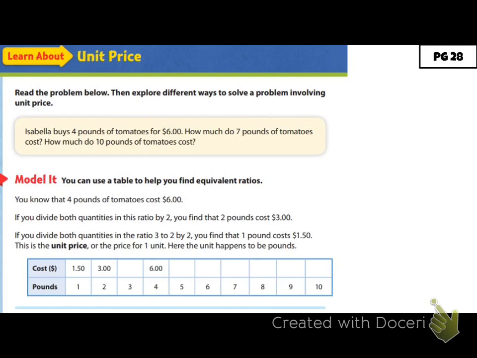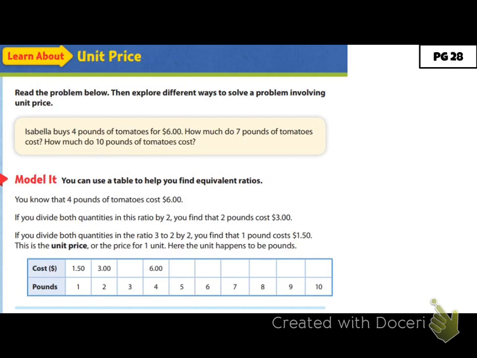So, for our first modelet, it says that you can use a table to help you find equivalent ratios. To do this, we have to use our ratio of 4 pounds of tomatoes that cost $6, and we're going to find our related rate. So if we divide both quantities in this ratio by 2, we can find that 2 pounds costs $3. So we're going to work our way down.